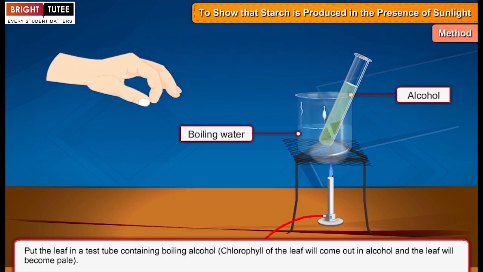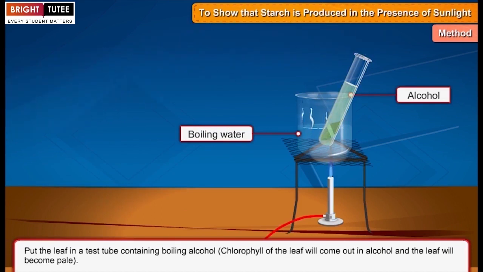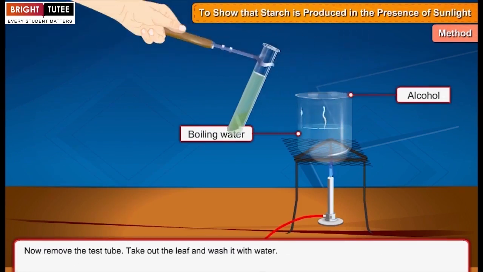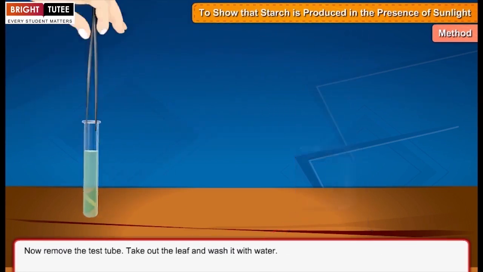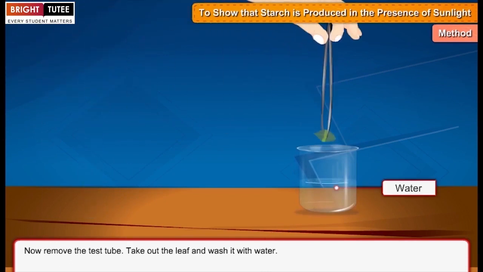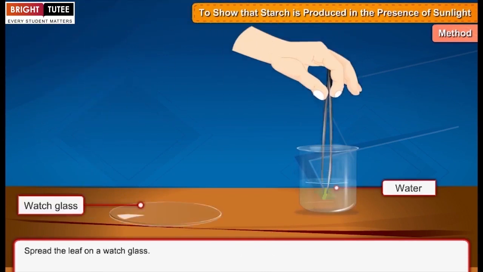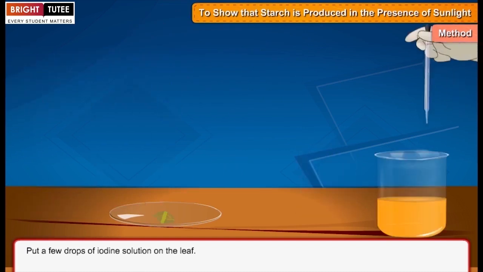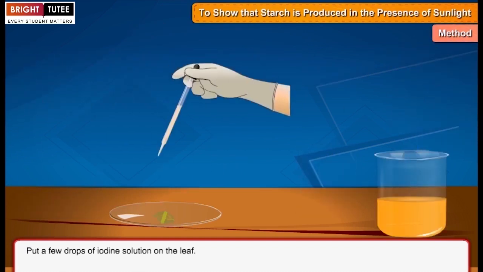Chlorophyll of the leaf will come out in alcohol and the leaf will become pale. Now remove the test tube. Take out the leaf and wash it with water. Spread the leaf on a watch glass. Put a few drops of iodine solution on the leaf.